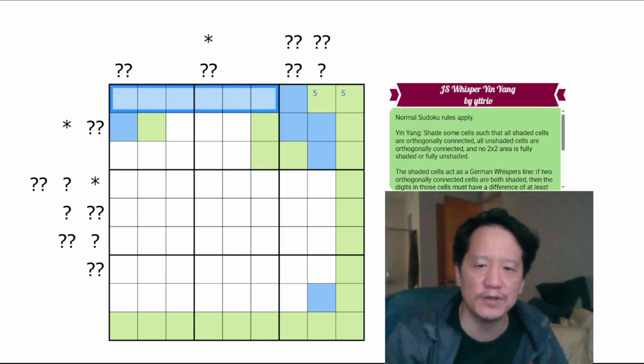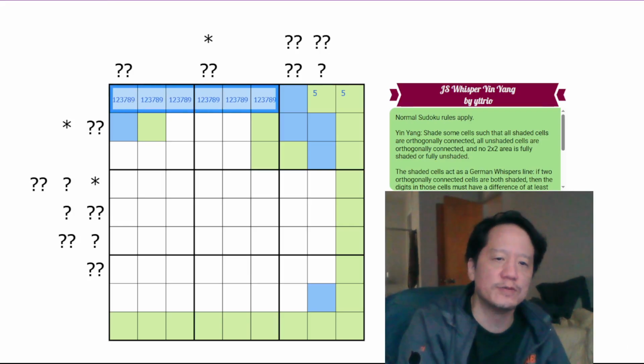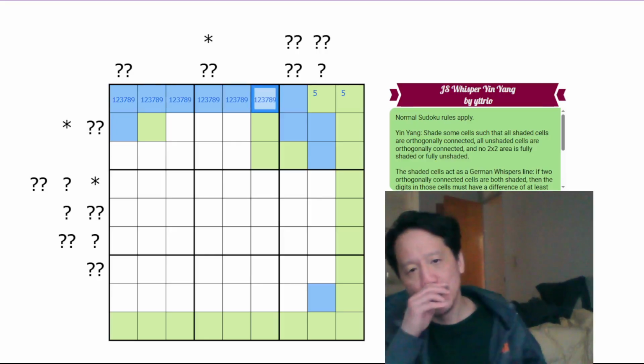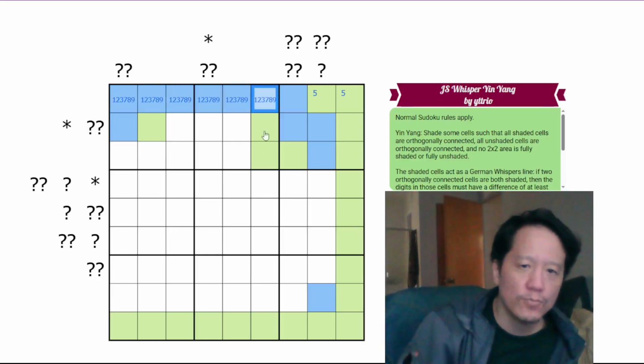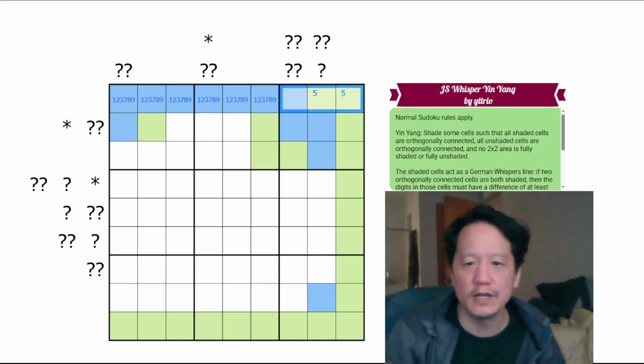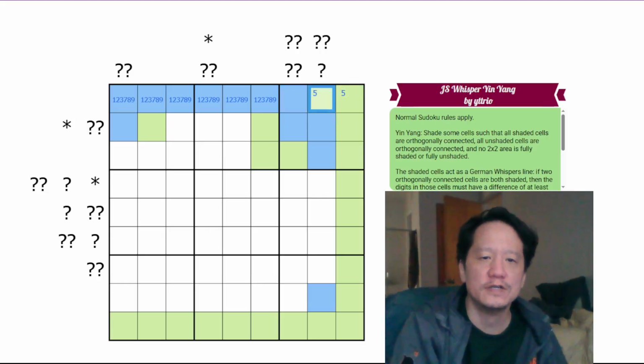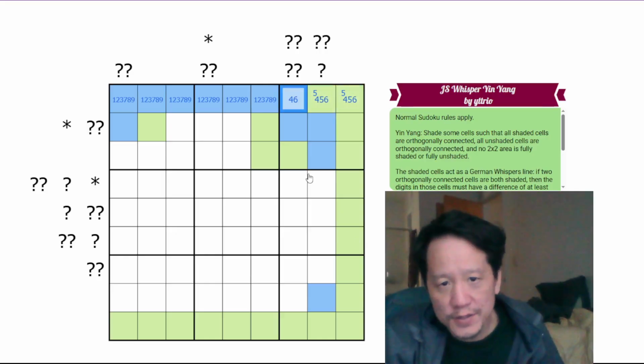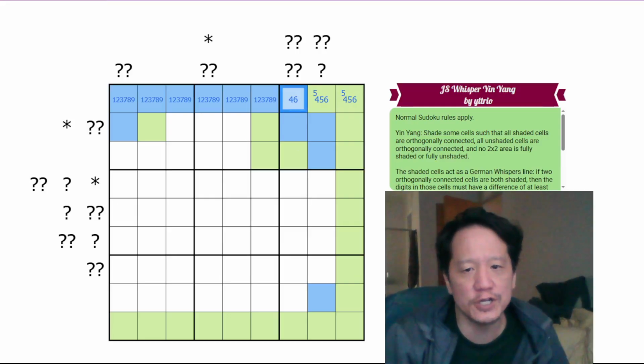Therefore, they cannot be 4 and 6. So this must be 1, 2, 3, 7, 8, 9. Which leaves these digits remaining as 4, 5, and 6. So this is 4, 6, this is 4, 5, 6, this is 4, 5, or 6. This is going to be one shading. And then you'll have to alternate between these cells then. So let's mark this. We'll mark this as orange. Actually, let's mark this as pink. We'll mark these as orange.